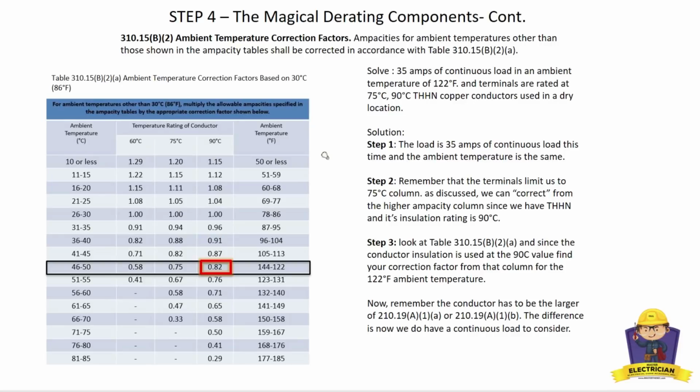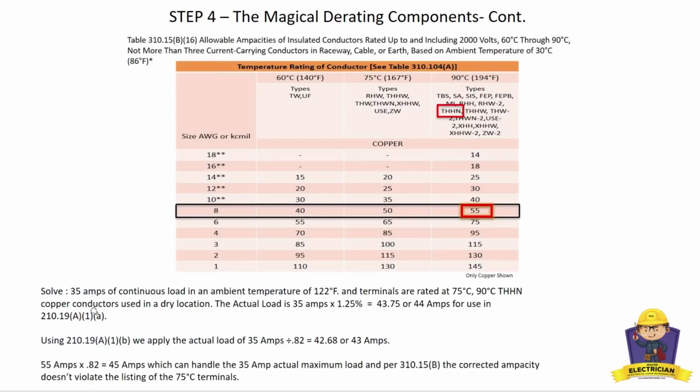Now, let's do the same one for a continuous load. None of the other factors are going to change. In fact, the ambient temperature correction is still going to be 0.82 because we didn't change the 155 degree Fahrenheit. The only difference here, if you remember earlier, is that I have to compare the larger of 210.19(A)(1)(a) versus 210.19(A)(1)(b). So we already have the multiplier, and we can move on. Here's what we're going to do. We do A first, and A says we take the 35 amperes times 125%, and that's 44 amperes.